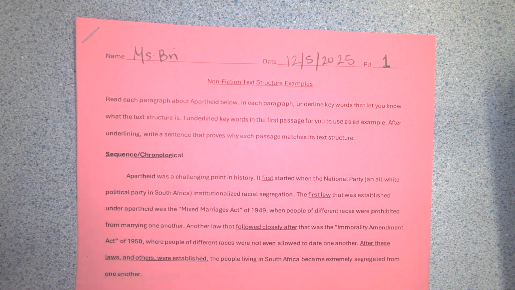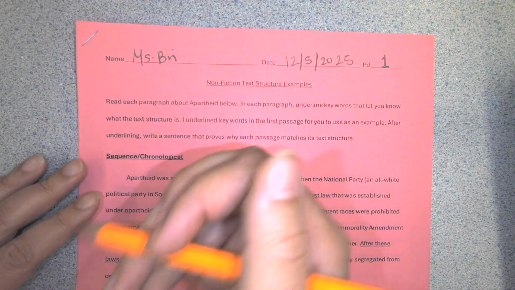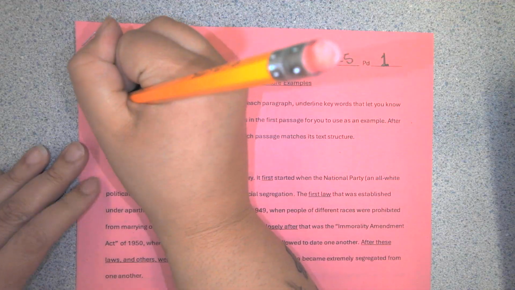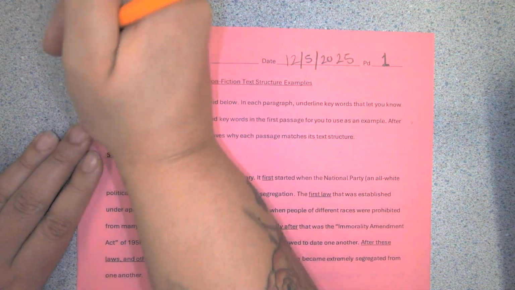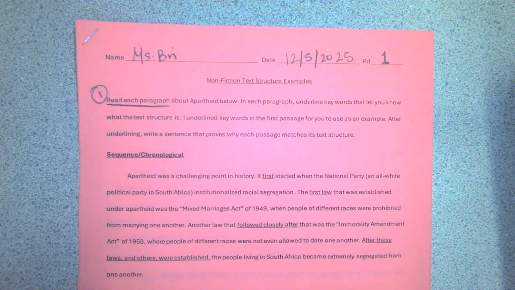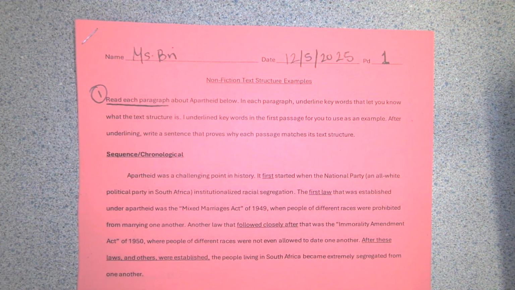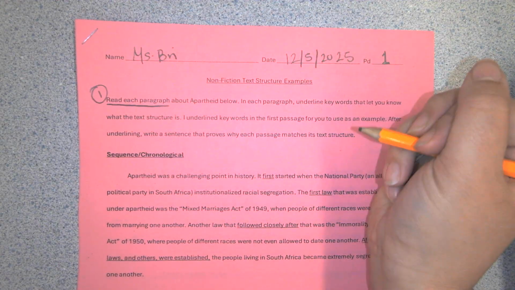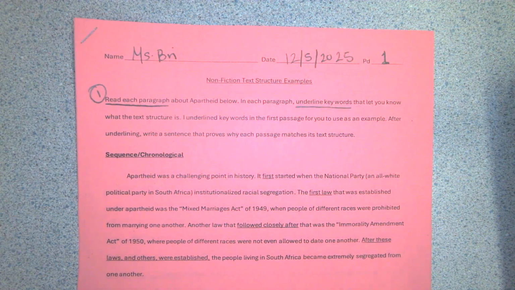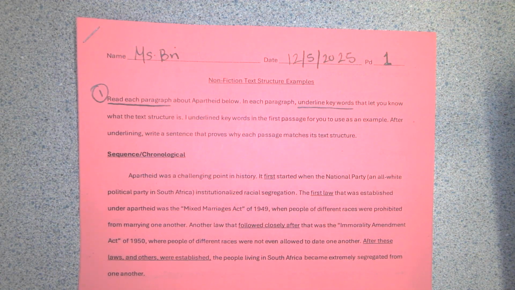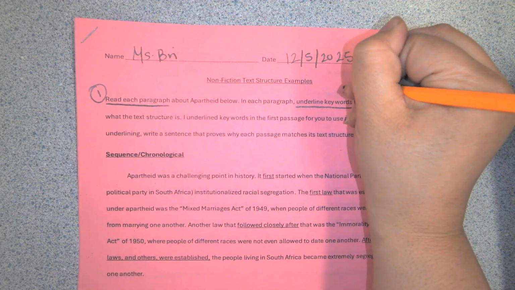Okay, now that I've read it once, I can go back and figure out what the steps are to complete this assignment. The first thing it tells me to do is read each paragraph. That's step 1. After I read each paragraph, I need to underline key words that let me know what the text structure is. So that is step 2.